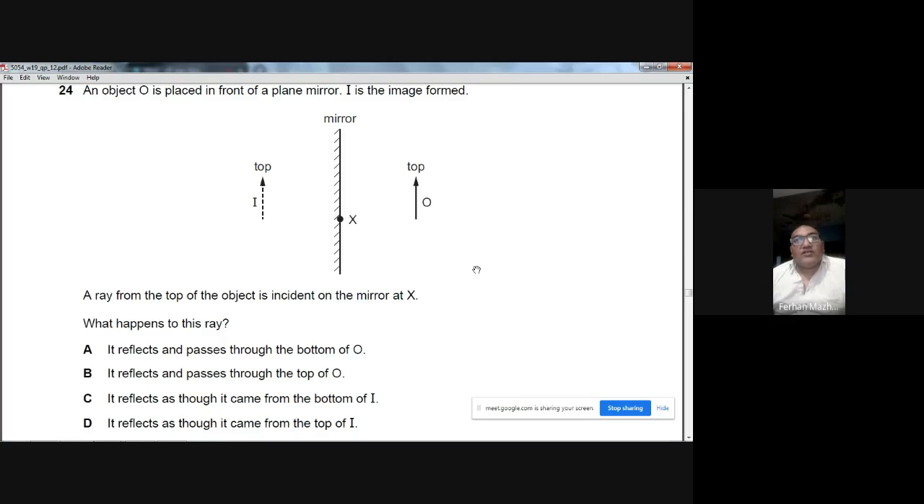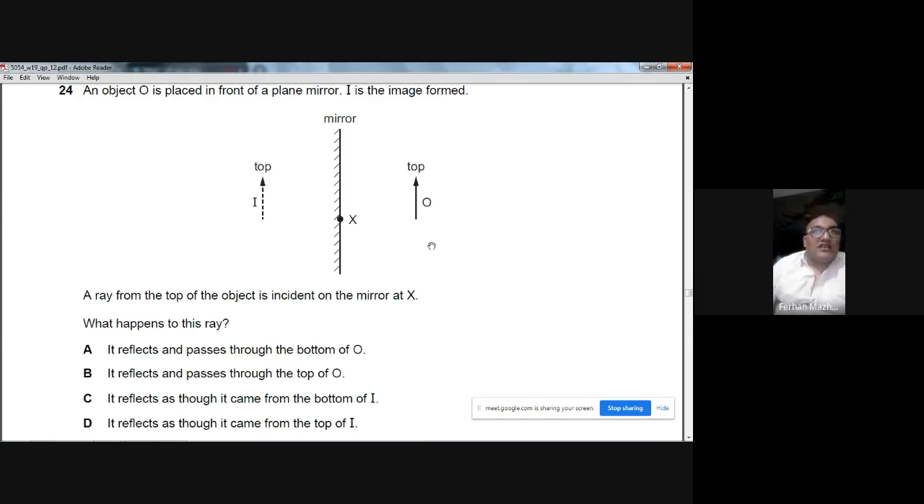It reflects as though it came from the top of the I. You see, this top of the object, if a ray comes from here and it touches the mirror, it will be reflected from here in this way or in this way. If you prolong it behind, if you look at this reflected ray, you will get the impression that it is coming from the top of the I. It reflects as though it came from the top of the I. So D is the option.